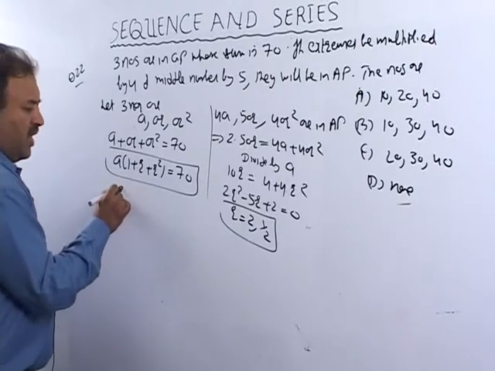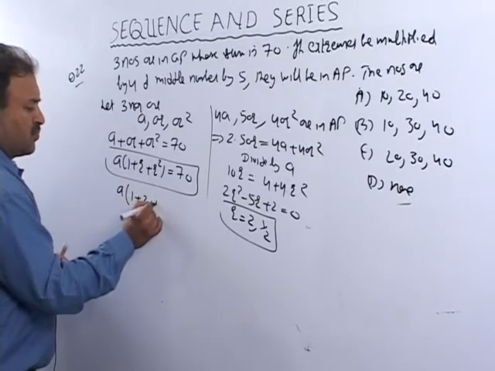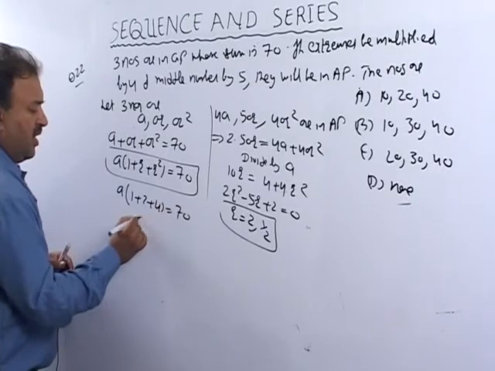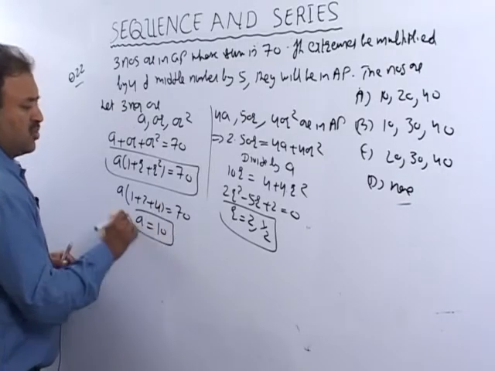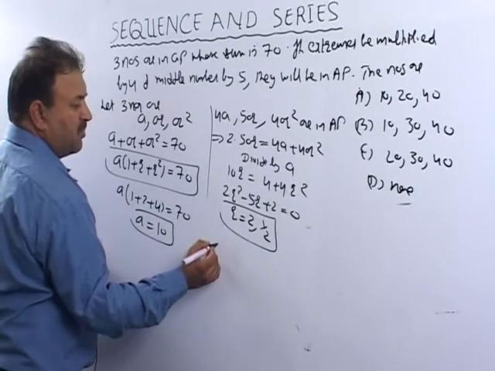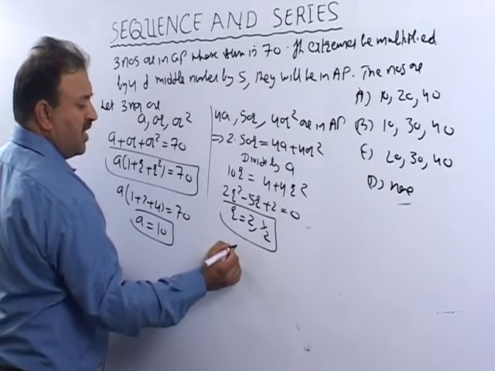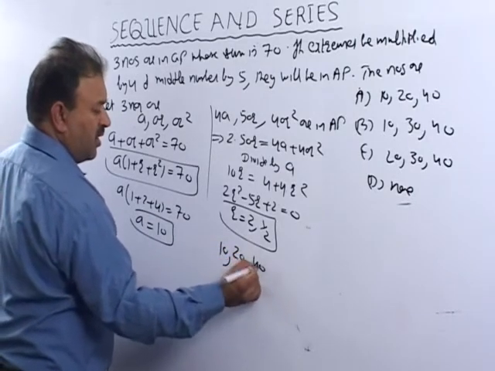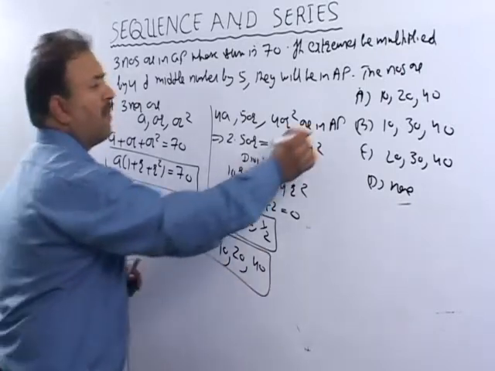Now what do we get? A times (1 plus 2 plus 4) is 70, so A is equal to 10. The first number is 10, the second is AR, which is 20, and another is 40. The right answer is option A.